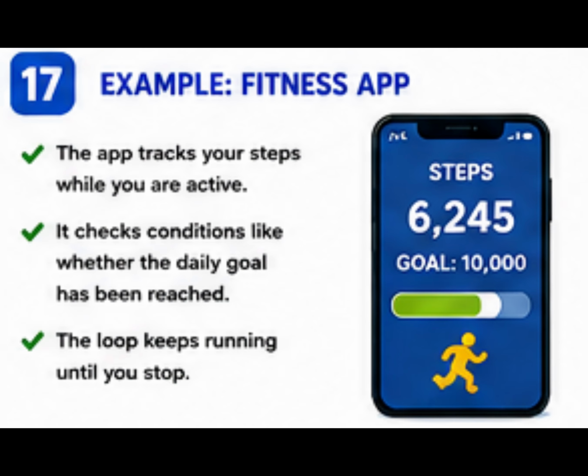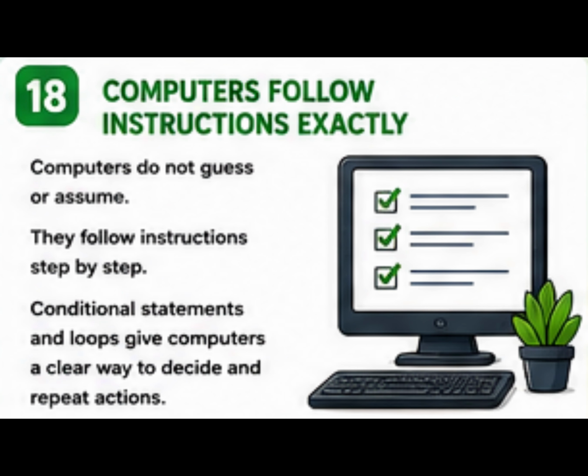Another example is a fitness app. The app may continue tracking steps while the user is active. During the process, the app checks conditions such as whether the daily goal has been reached. Again, loops handle repetition, while conditional statements handle decisions.